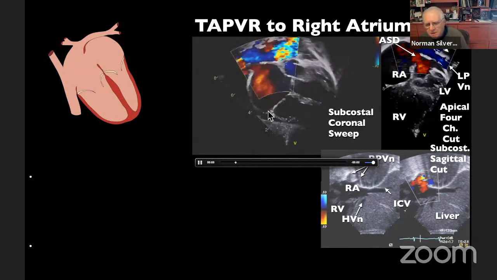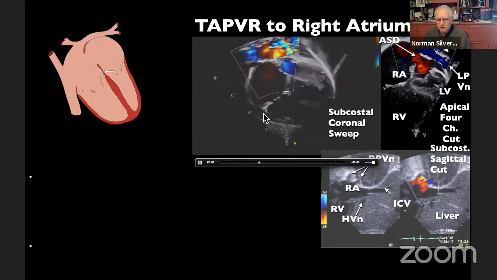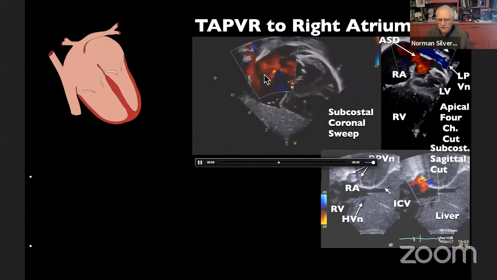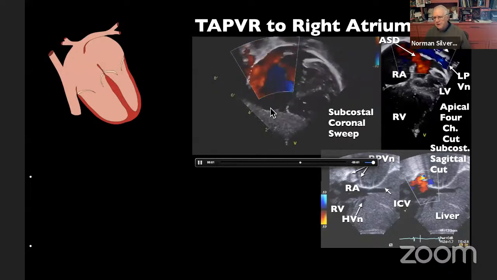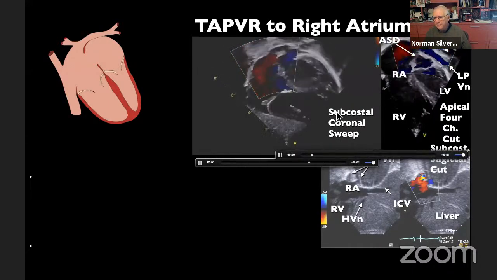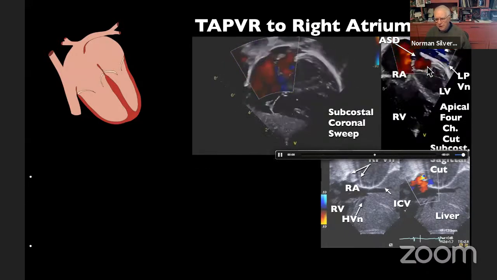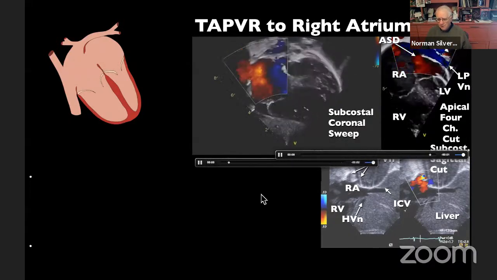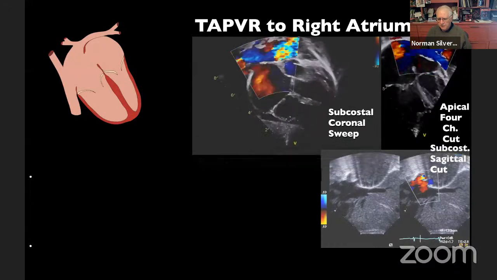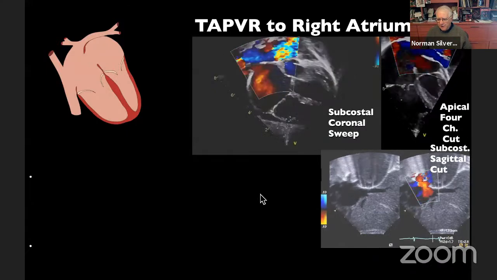I'm sure that many examples of this condition have been repaired simply when the surgeon opens the atrium and sees the pulmonary veins draining this way, just puts the patch over here, and Bob's your uncle, he takes care of everything. Here's another example showing the shunting going across into the left atrium from the right atrium. And let's see what happens from below. There you can see the veins draining to the back of the right atrium.